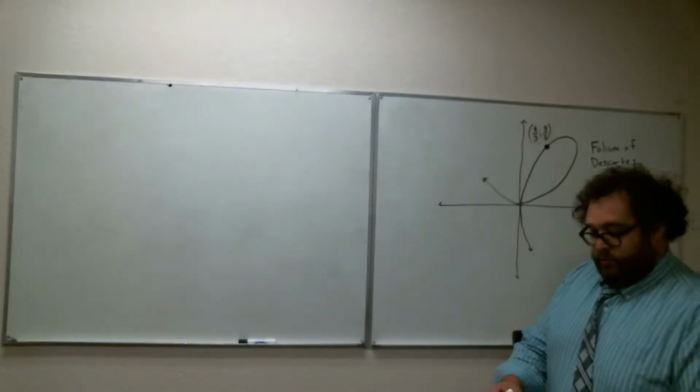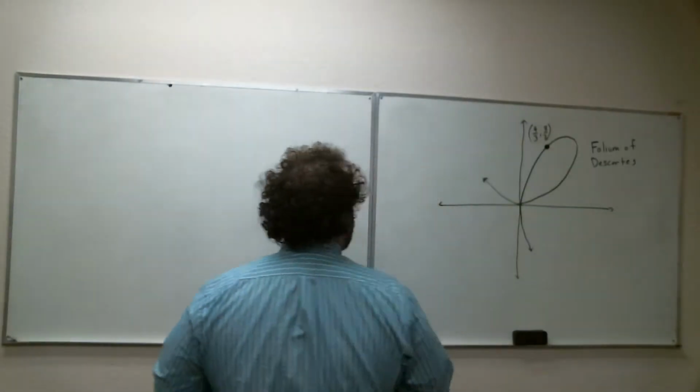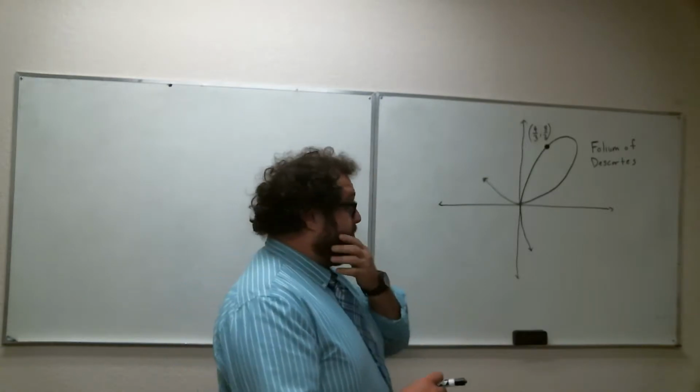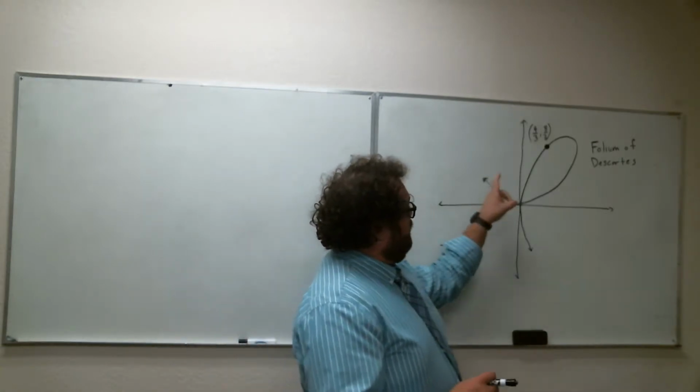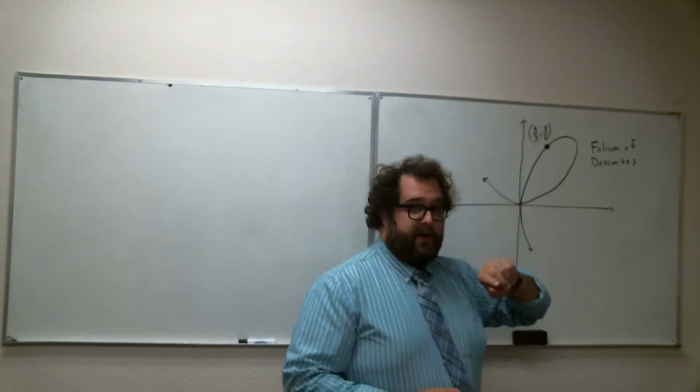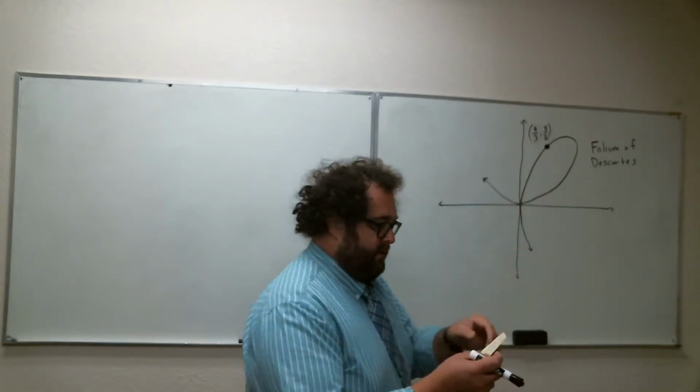Alright guys, so we have a quick problem to talk about. We want to find the slope of the tangent line on the folium of Descartes at the point (4/3, 8/3). Now, I haven't written the equation there yet.